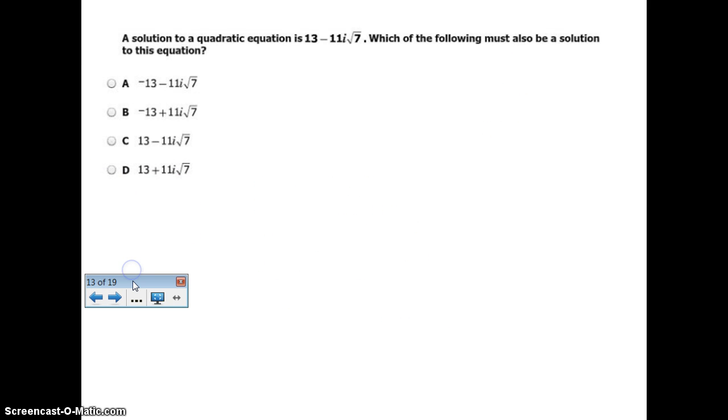On this problem, it says a solution to a quadratic equation is 13 minus 11i radical 7. Which of the following must also be a solution to this equation? So there's nothing that I can tell you to do on your calculator for this one, but it's a really easy problem.